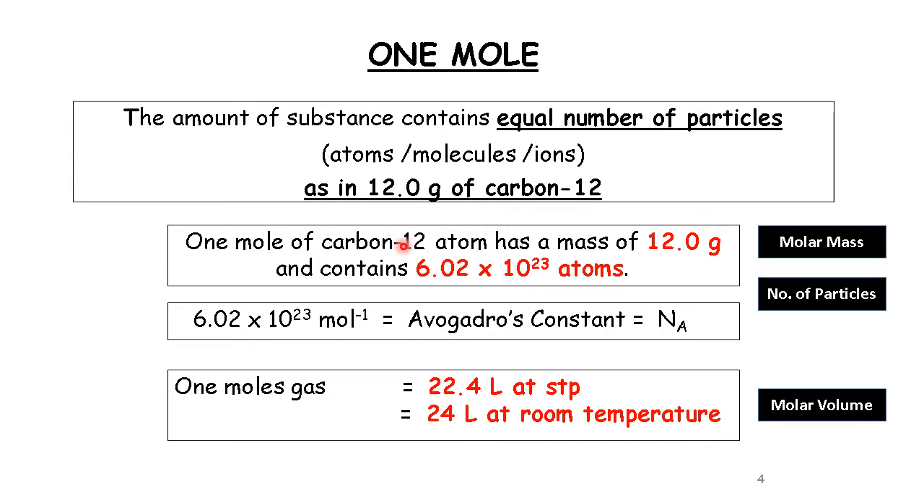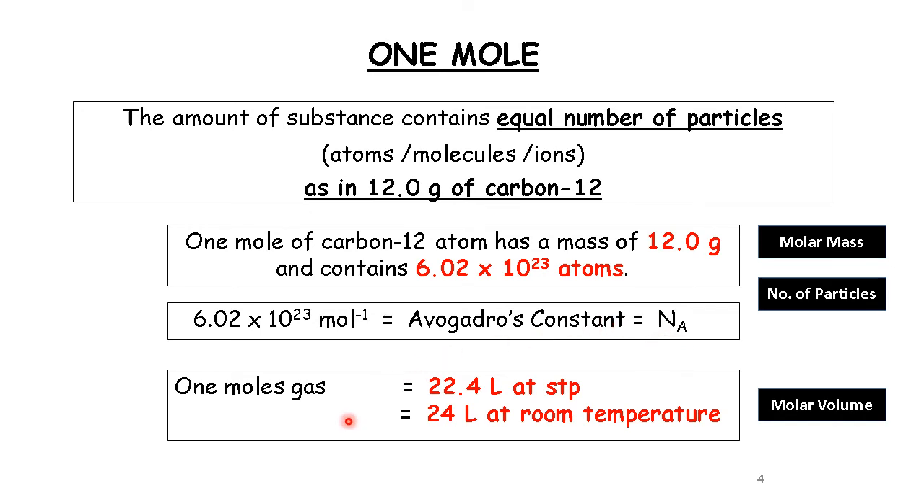So for 1 mole of carbon-12, it has a mass of 12.0 grams. So this one is molar mass. At the same time, contains 6.02 times 10 to the power of 23 atom. So this is number of particles. So this number of particles, right, there is a name for it. We call it as Avogadro's constant, or the symbol is Na.